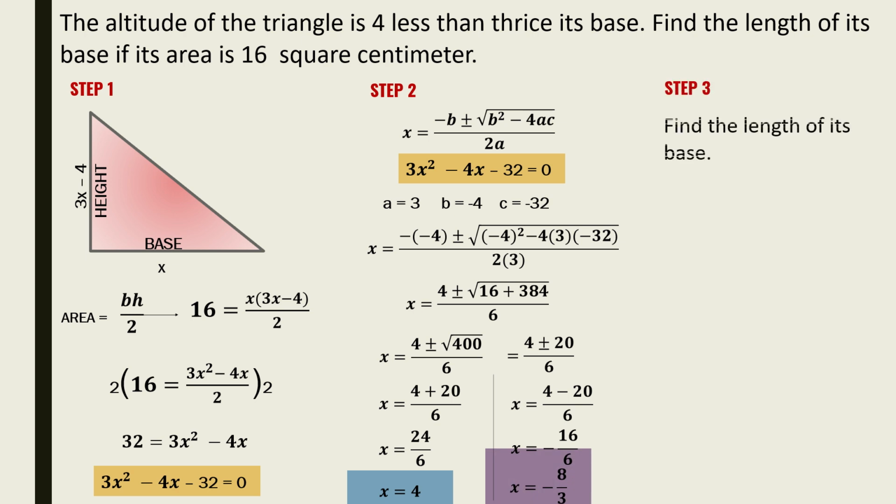Step number 3. Find the length of its base. Since the base is equal to x and the length of the base is 4 centimeters, so we will just use positive 4 because again, there's no such thing as a negative length.